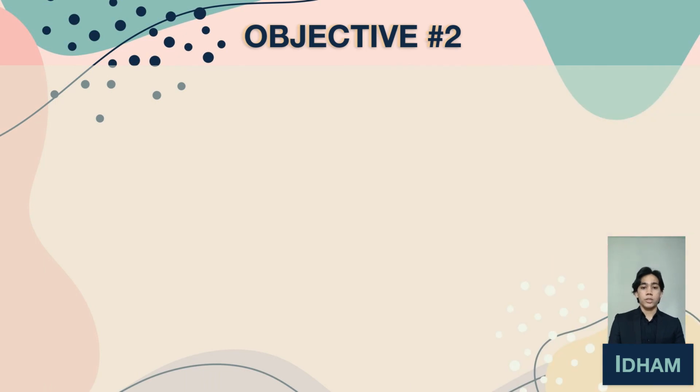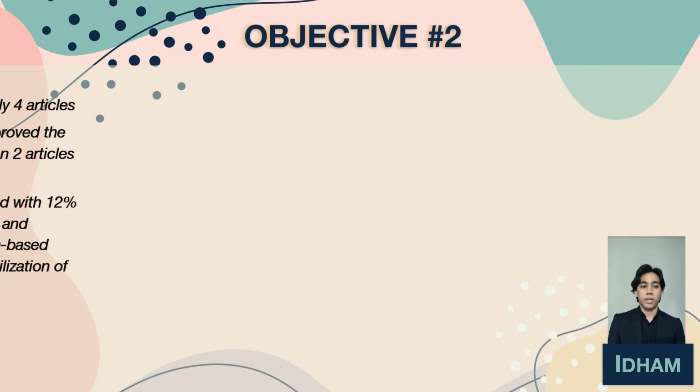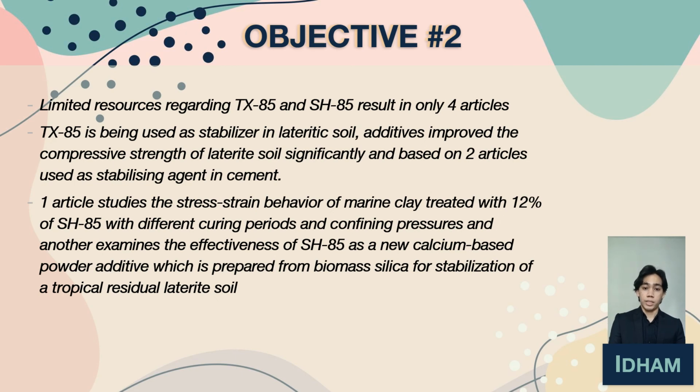We will now proceed to the second objective, and that is to review the probe stabilizer of TX85 and SH85. For this objective, we have only obtained 4 articles, and that is due to having limited resources regarding these two stabilizing agents, and we needed to go to Science Direct exclusively to get these articles.